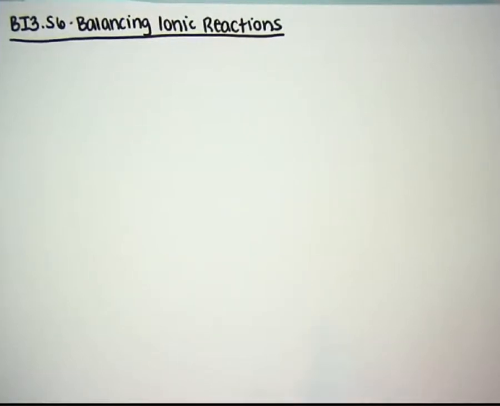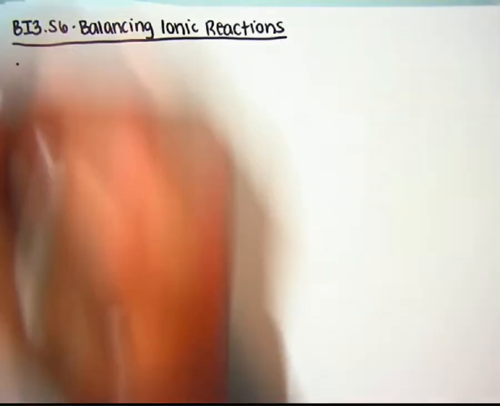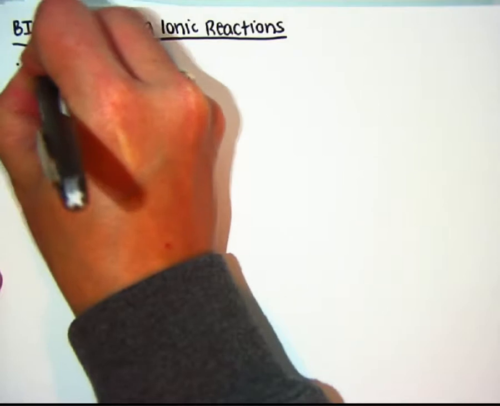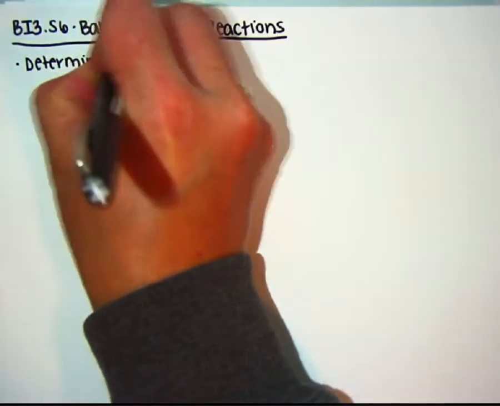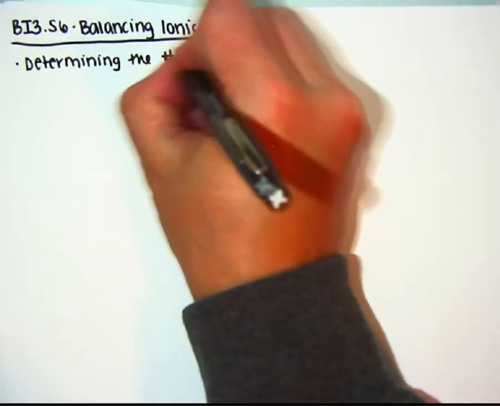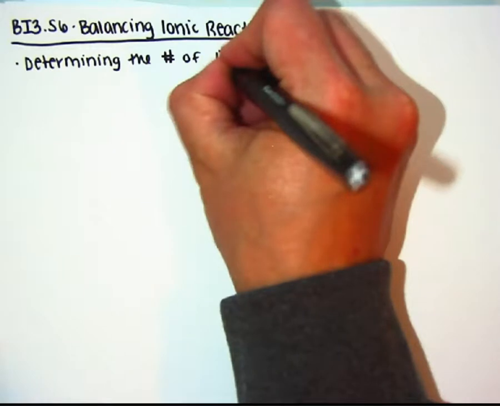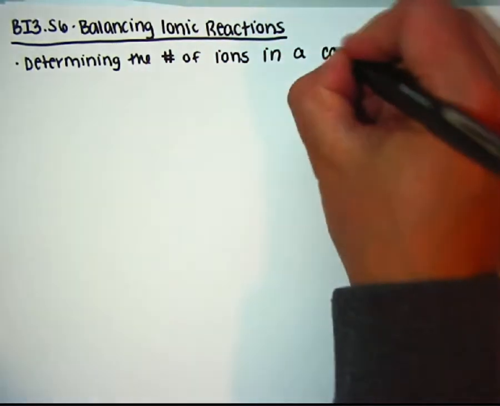In this lesson, we're going to go over Big Idea 3, Standard 6, and we're talking about balancing ionic reactions. Before we get to balancing, you need to know how to count the number of ions in an ionic formula. So we're going to start by talking about determining the number of ions in a compound.